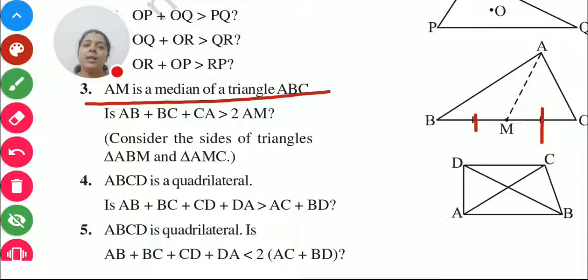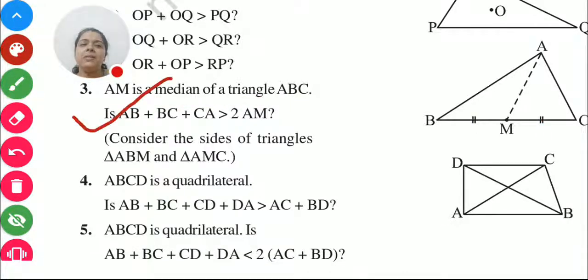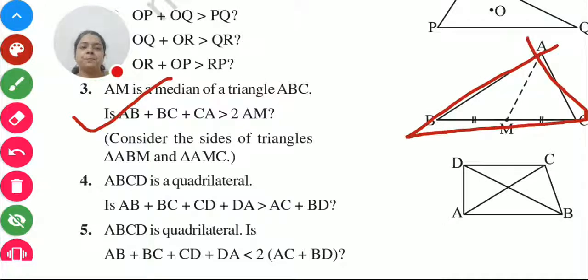Now the question comes: is AB plus AC, meaning AB, BC and AC or CA, whatever you say, if you talk about this, is it greater than 2AM? How can we solve it? That comes as a very important matter. How can we solve it, right?